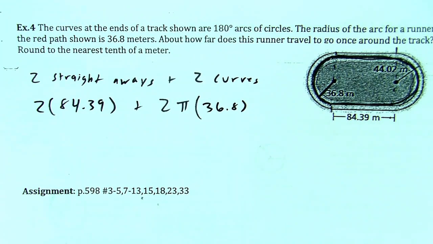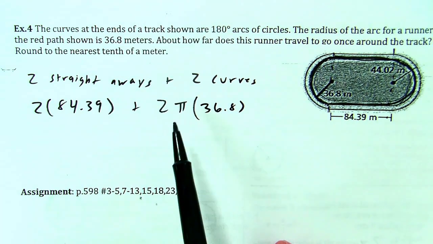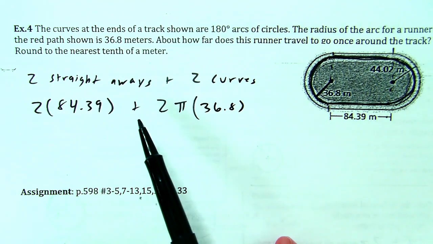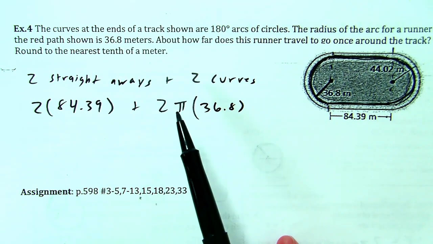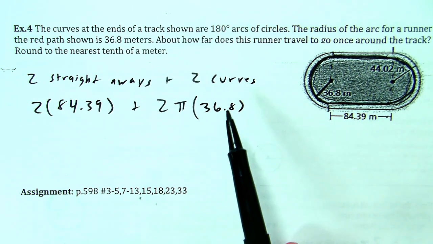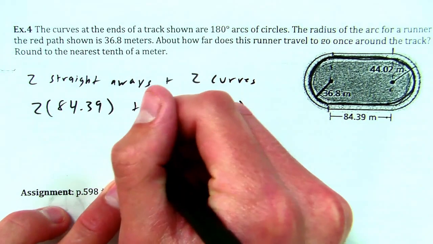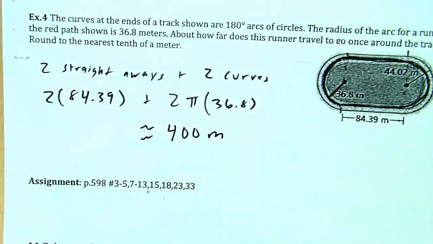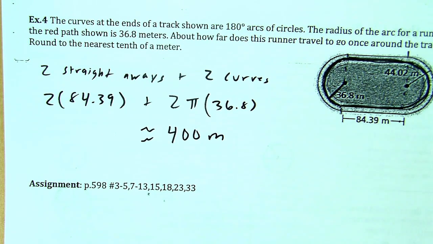Okay, and then now you'll solve this, and you can actually just throw all of this into your calculator. 2 times 84.39 plus 2 times pi times 36.8, and you should get very, very close to 400 meters, which for you track people, you knew that already. You knew that once around the track is 400 meters. Okay, but that's kind of how you use the equations that we've been talking about.